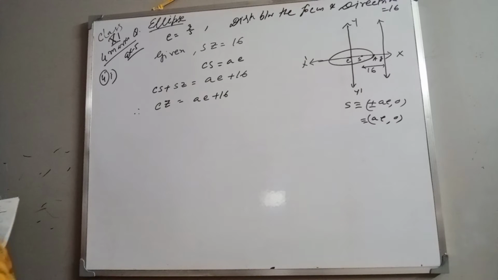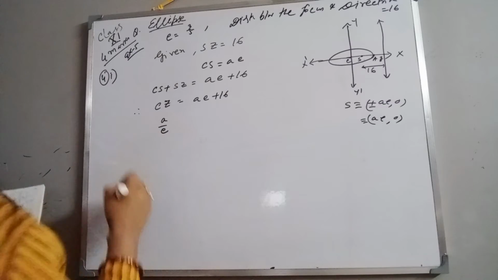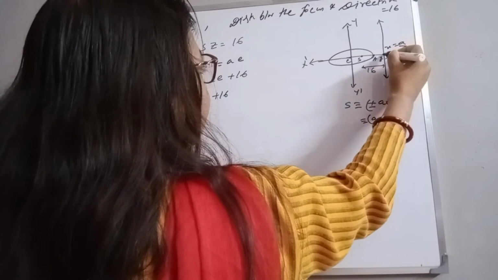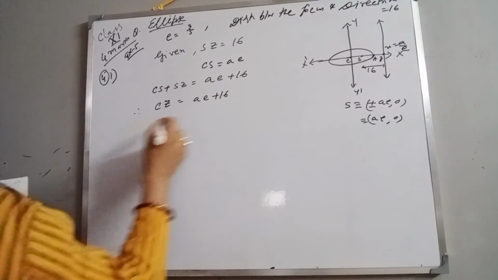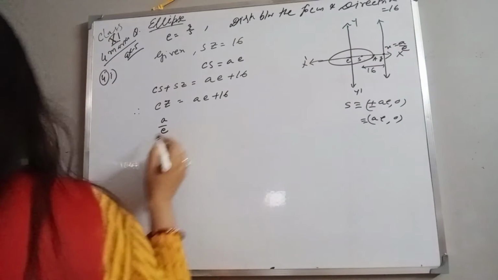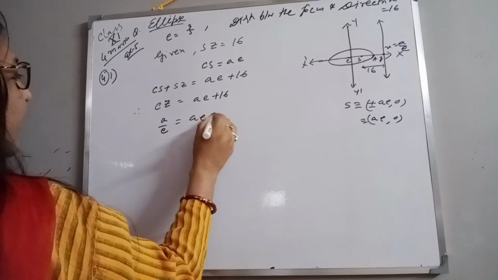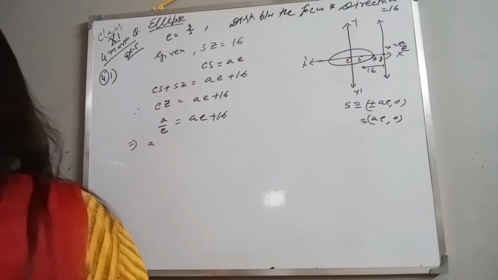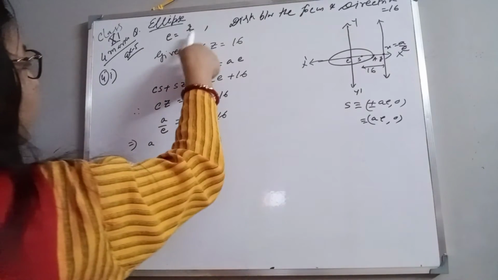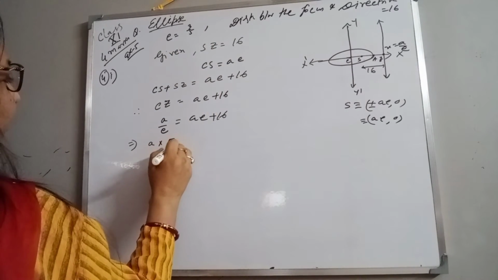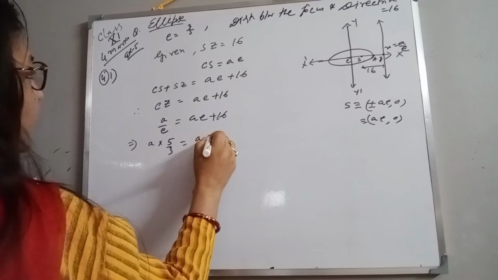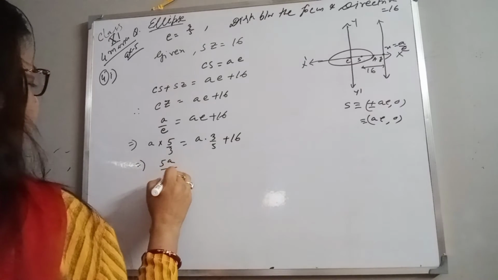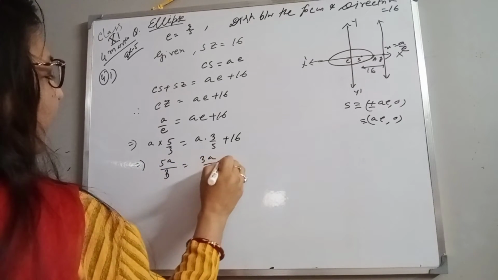Now CZ is equal to A by E, because Z is on the directrix, where x is equal to A by E. So CZ, that means C to Z, should be A by E, which is equal to AE plus 16. Now E is given as 3 by 5, so 1 by E will be 5 by 3. So 5a by 3 is equal to 3a by 5 plus 16.